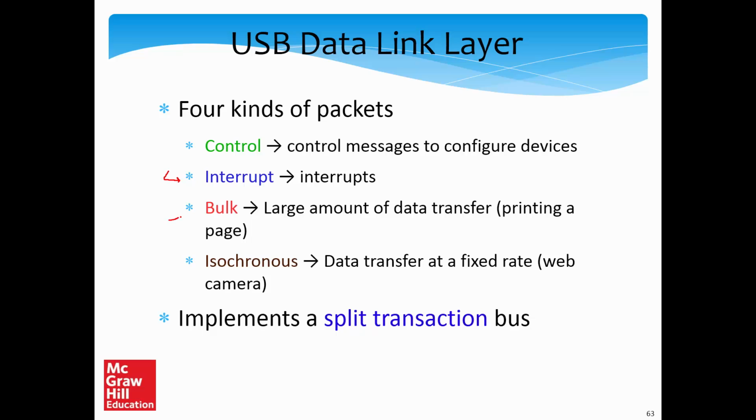We have bulk transfer, which has pretty huge frame sizes, and a large amount of data is transferred. So you can print a large page, right, with bulk transfer. So this is used mainly for printers and so on. And then you have isochronous data transfer, which means data transfer at a fixed rate where the rate is known in advance. For example, this can hold for a camera, right? Web camera or something. So you have these four kinds of data transfer modes: control, interrupt, bulk, and isochronous, depending upon the kind of device that is being used.